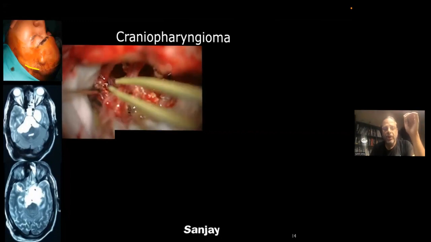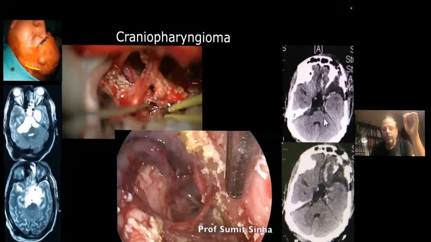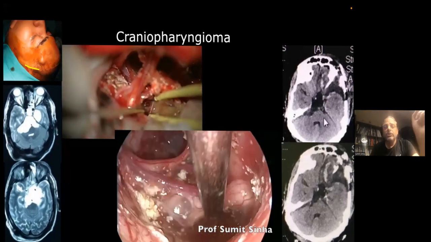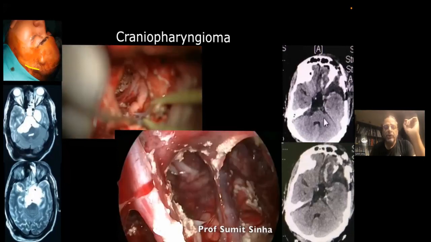You can see the bits and bits of the tumor tissue spread all across, and the brainstem, under the panoramic view of the endoscope through the mini-pterional craniotomy.